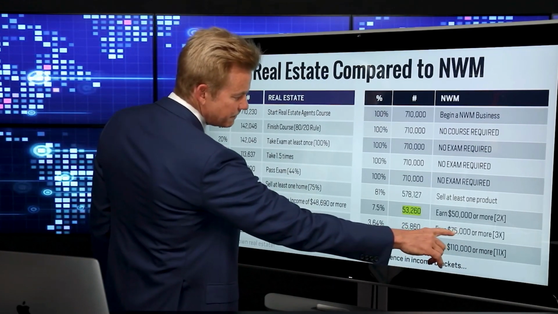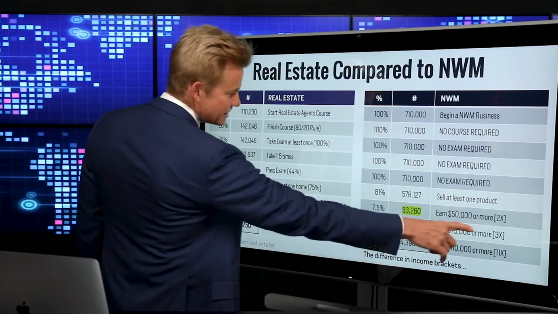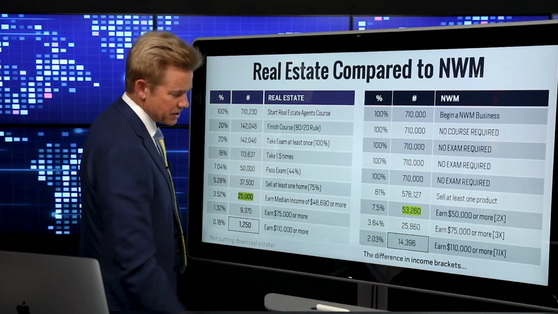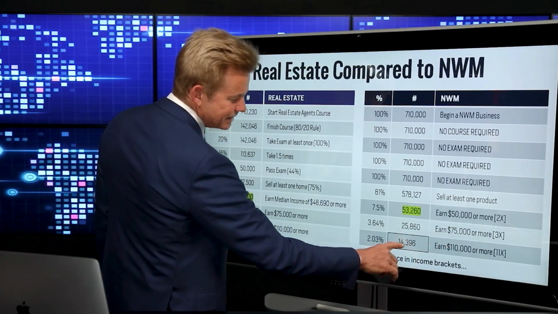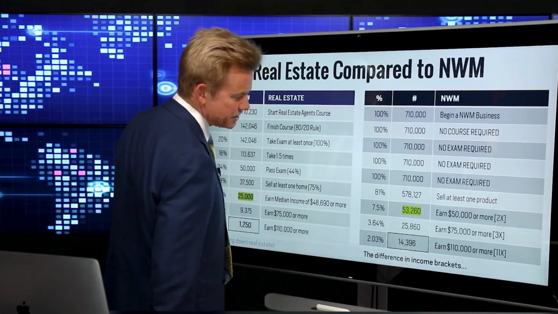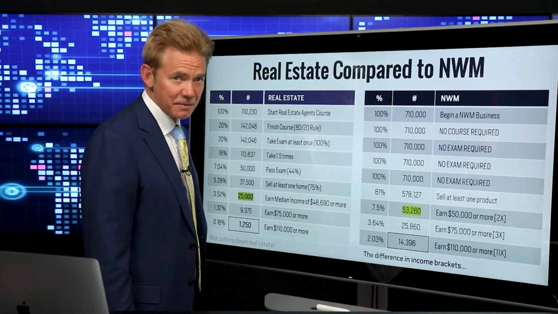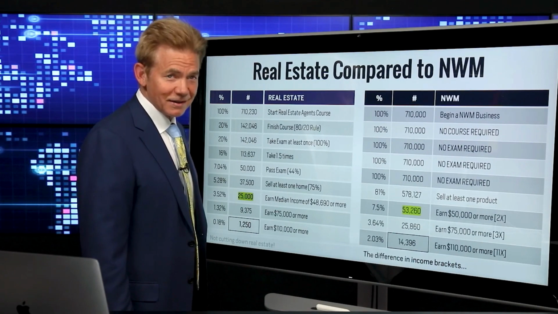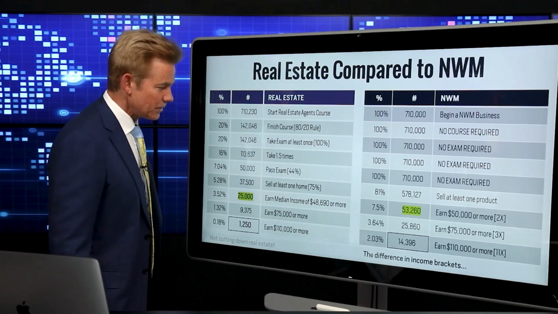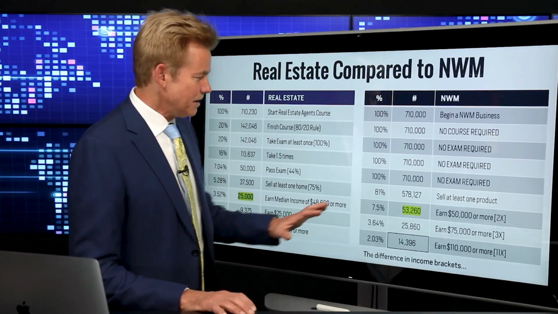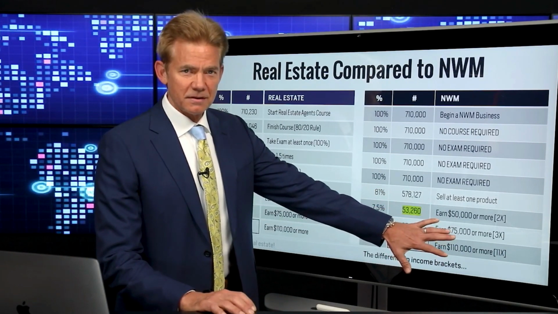25,000 people will earn 75,000 a year. That's 3 times more than real estate. And then 14,396 will earn 110,000. That's 11 times more. 11 times more. Okay? And again, this isn't any different.